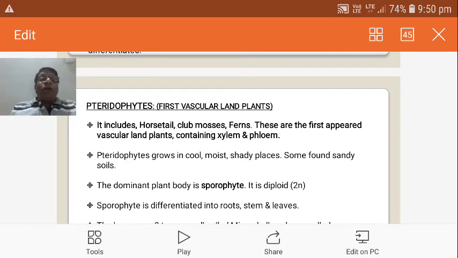So, some of you may not know about the sporophyte and gametophyte like that. Okay, I will make it clear now. How many chromosomes are there in man? In a cell, 2n equals 46.